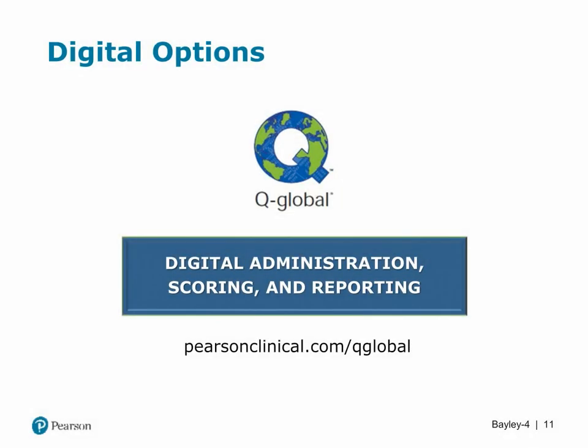The digital administration, scoring, and reporting for the Bayley-4 will be available on Q Global. That is Pearson's web-based administration, scoring, and reporting system. Q Global will allow you to quickly assess and efficiently organize demographic information, generate scores, and produce accurate, comprehensive reports using an internet-connected device. For information on Pearson's Q Global platform, go to pearsonclinical.com/QGlobal.